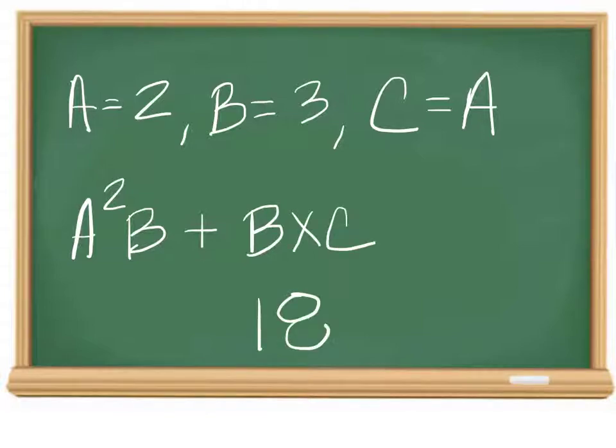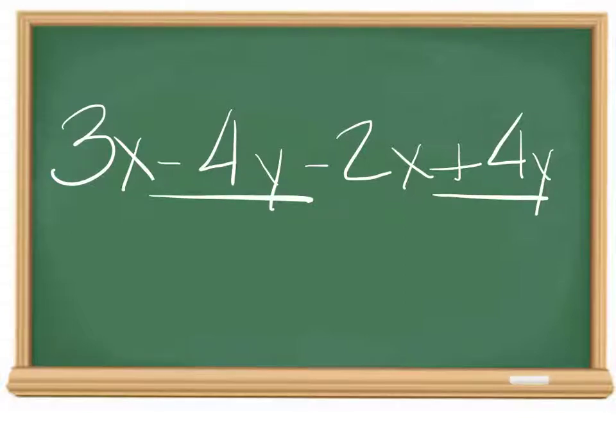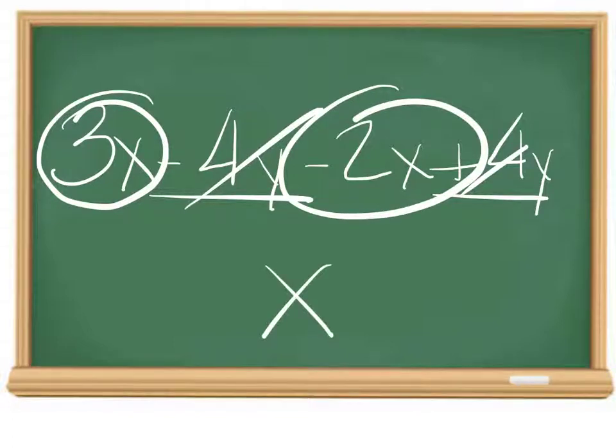Answer on this one is 18. The answer on this one, the minus 4y and plus 4y cross out, and you're left with this minus this, which is x. Bryce Salyer's favorite answer.